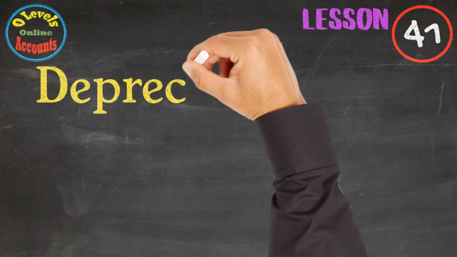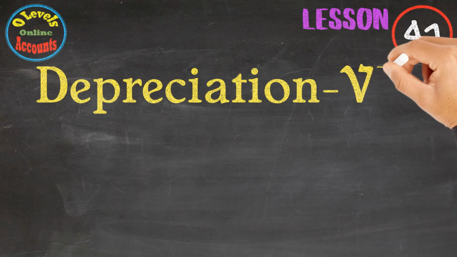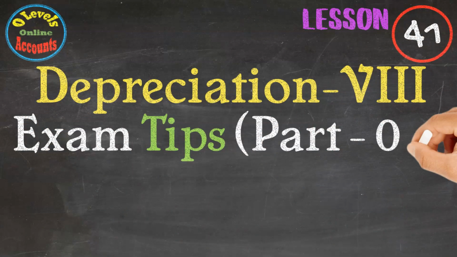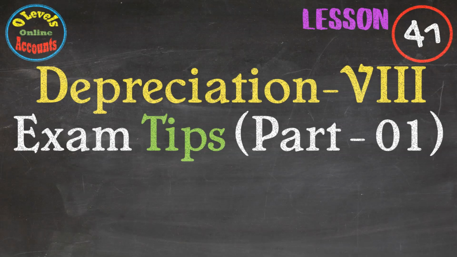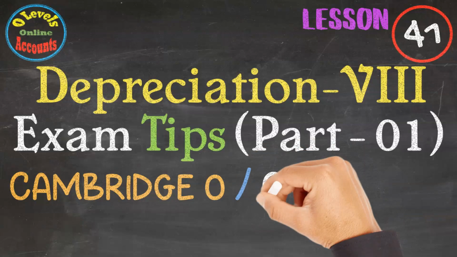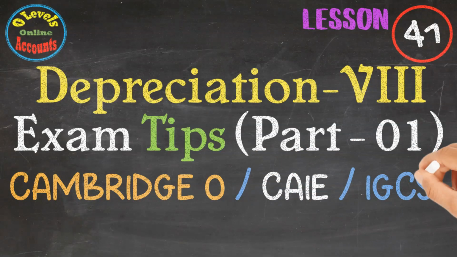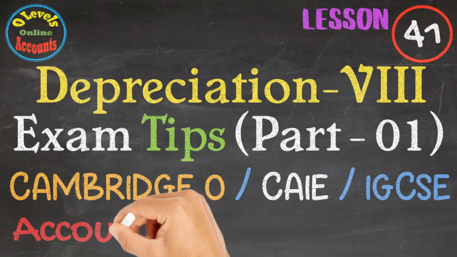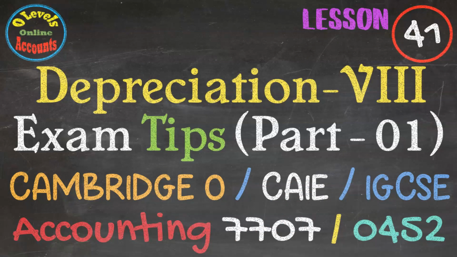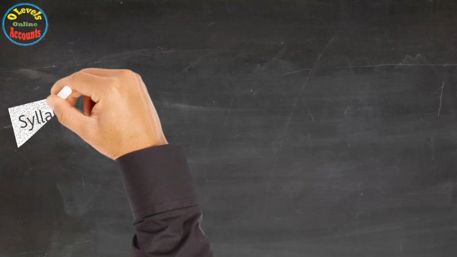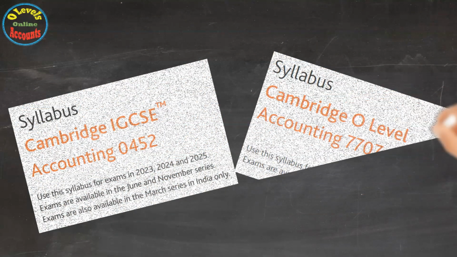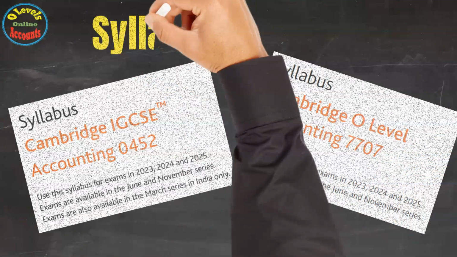In this video, we will discuss the Exam Tips Part 1 for depreciation. This video series is helpful for those students who are appearing in Cambridge O-Levels upcoming exams, either in June or November, through CAIE or IGCSE, for accounting 7707 or 0452. Let's begin the exam tips material. In this exam tips series, we will cover both the accounting 0452 and 7707 syllabus coverage.